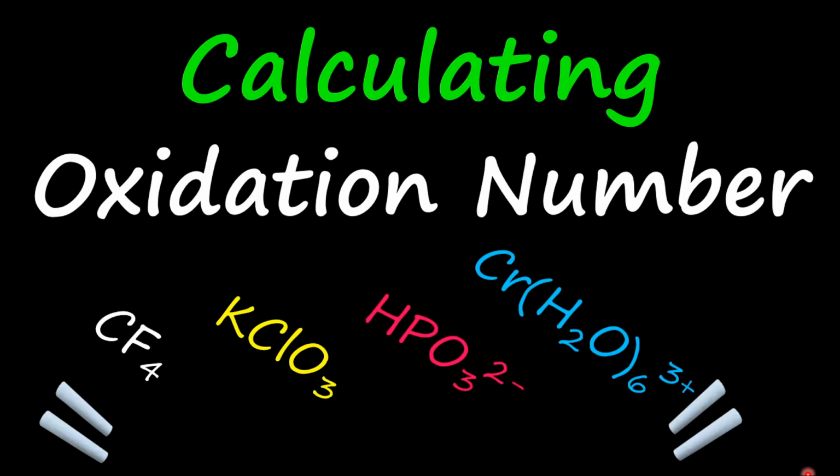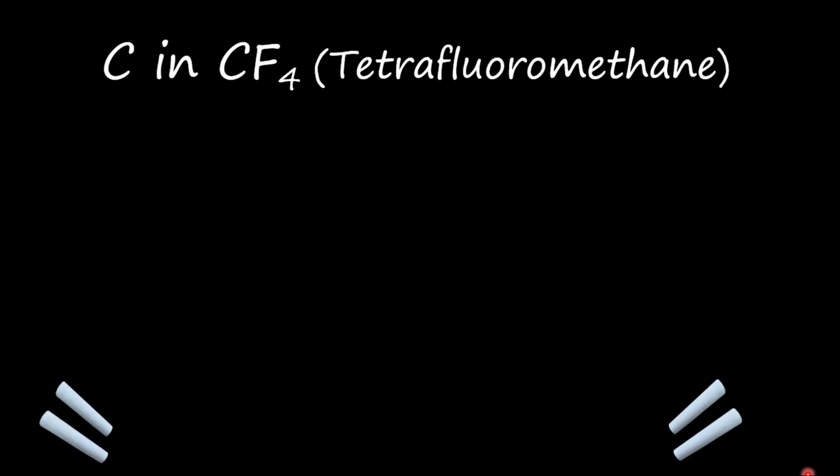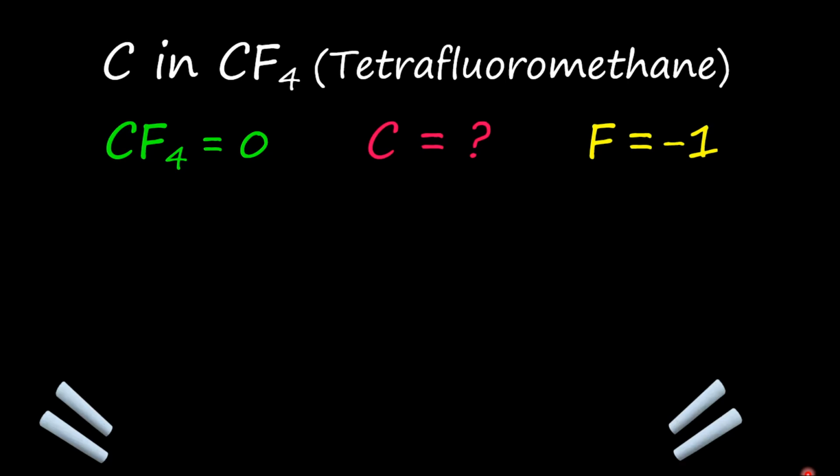Now, today we're going to calculate oxidation number by using 4 examples. For our first example, we are going to find carbon in CF4, which is tetrafluoromethane. Now, the first thing to remember is that the total oxidation number on this neutral compound is 0. We want to find carbon, and remember that fluorine is always -1 since it is the most electronegative element.